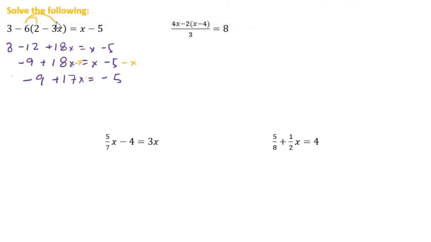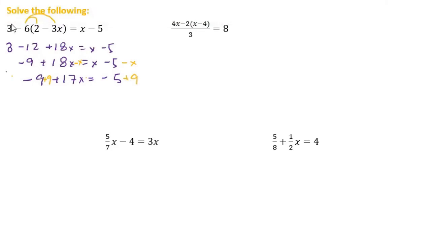How do we move the -9? Well, because it's negative, I'm going to add 9 to both sides. Maybe I'll squeeze that in here. -9 plus 9, and I then have -5 plus 9. Again, as long as you're doing the same thing to both sides, you can add, subtract, multiply, or divide.